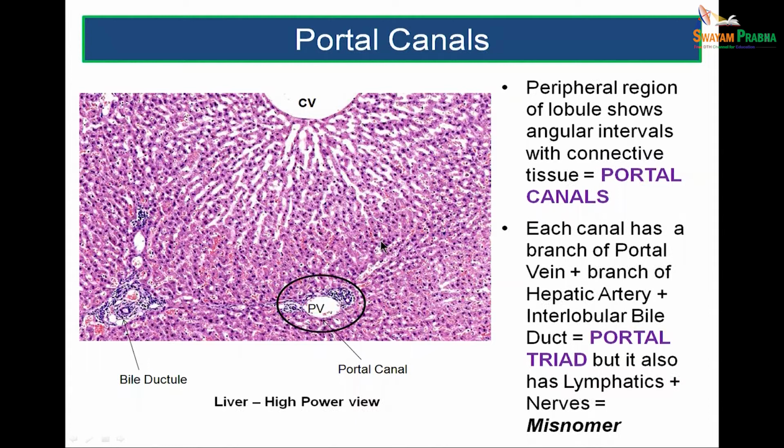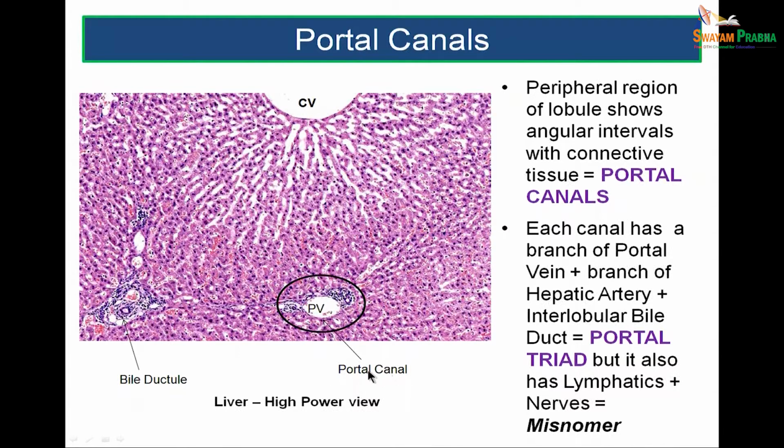Let's go to a higher power view of the liver. You can see here in this figure, this is the central vein. You can see radiating anastomosing cords of hepatocytes radiating from the central vein peripherally to the portal areas. So this would be the margin of one hepatic lobule. At the margins, you see here areas with vessels in them. These are the portal canals or portal areas.